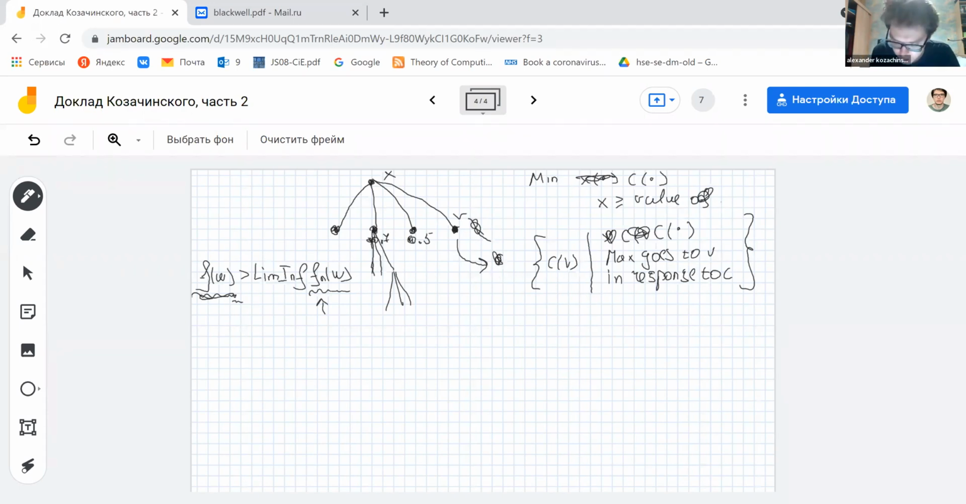So what I would like to assign is this: take all of min's responses, or all of min's moves, such that in response max goes to V, and then I take the supremum of C of V over these C's. It's more or less clear why, if these C's are locally consistent, then it's globally consistent, just because max wins in the game whatever you choose.